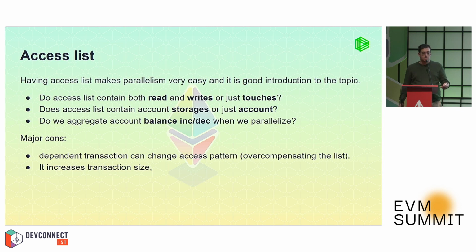And there is the introduction of balance increment and decrement that we can parallelize. Maybe we don't want to apply every balance change, but we can postpone it and make it more parallel. The major problem with access lists is that a dependent transaction can change your basic logic. So if you're constructing the access list beforehand, you need to overcompensate, because if there's something in storage that you don't know about, your transaction is going to fail. And we will increase transaction size.